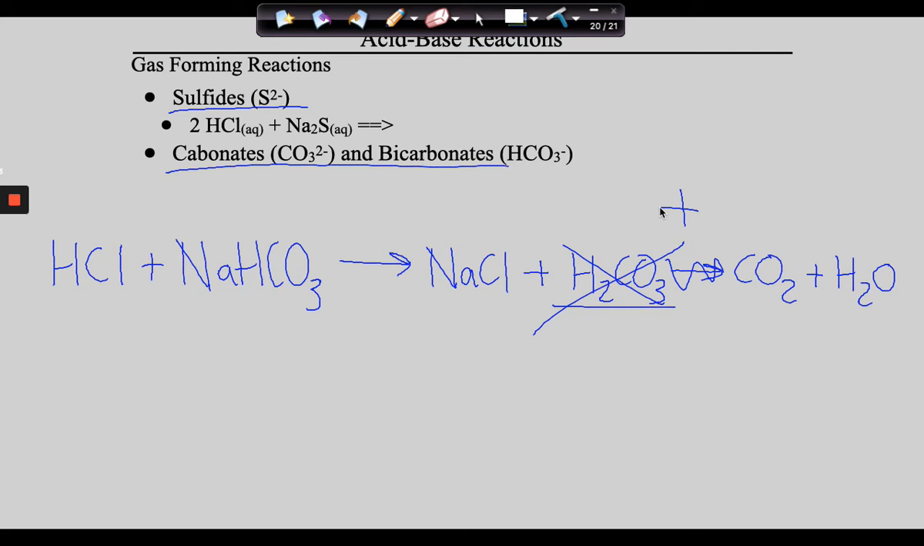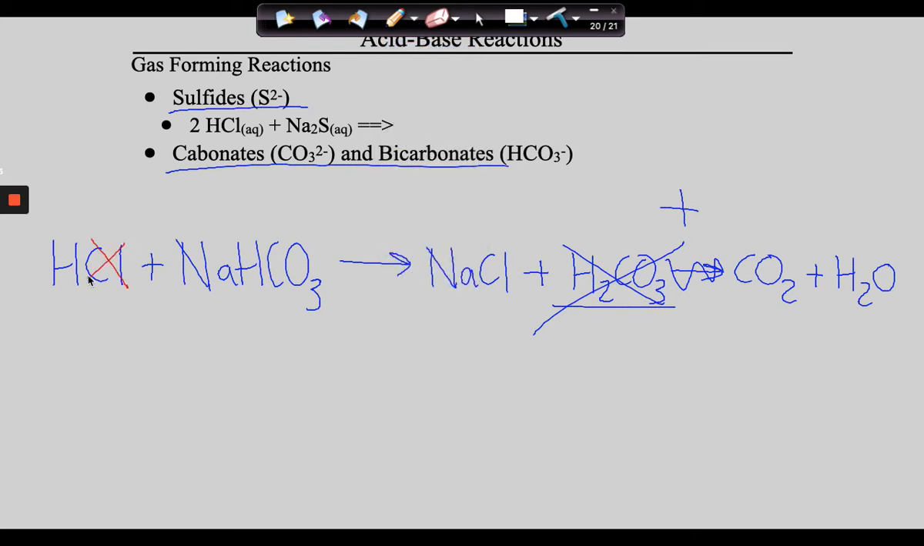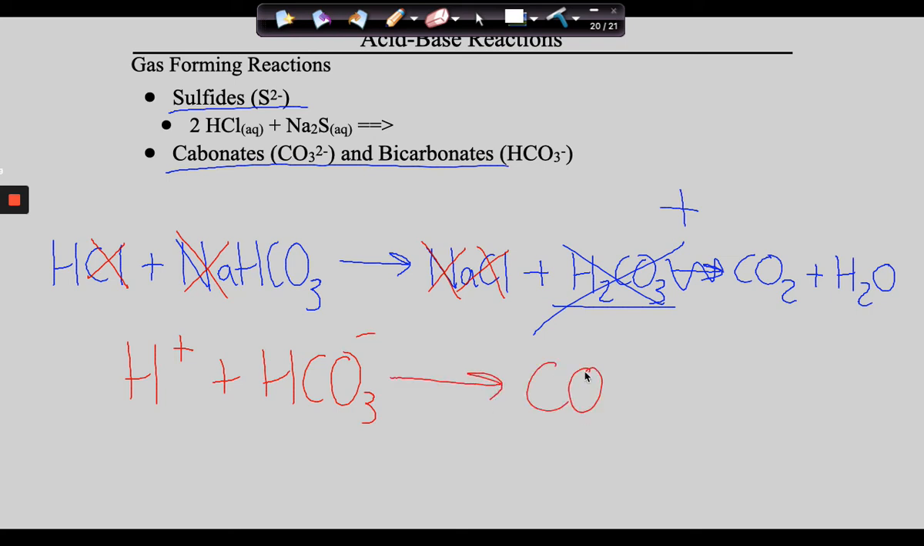So now let's kill our spectators, and then we're done for the day. So guys, chloride, let me switch colors. Chloride, always a spectator. Sodium, always a spectator. And guys, what that leaves us with then is hydrogen ion plus bicarbonate ion, yielding carbon dioxide and water, and that should be balanced. And it is.